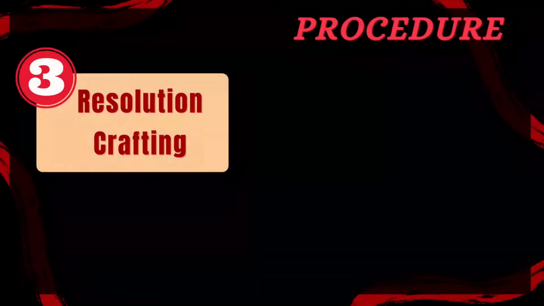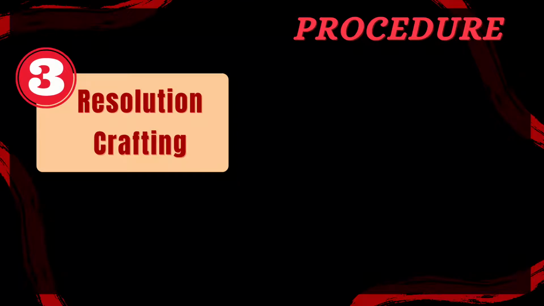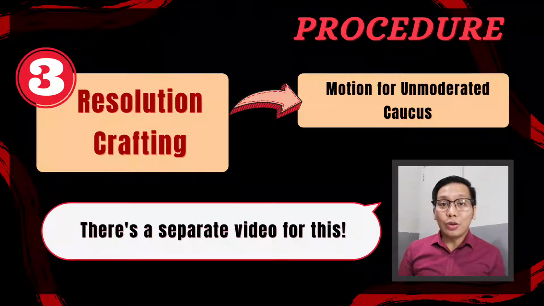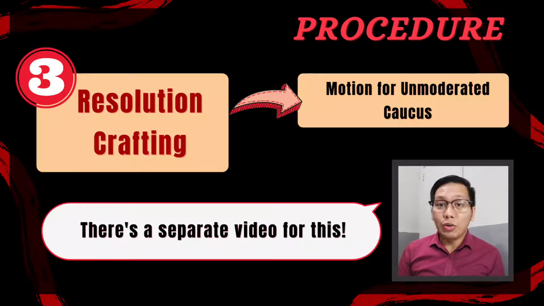After debate comes resolution crafting. To start this, delegates must motion for an unmoderated caucus. This time, its purpose is for them to collaborate and compromise with each other to write resolutions. Do not worry about not knowing what a resolution paper is. There will be a separate discussion about this topic really soon.